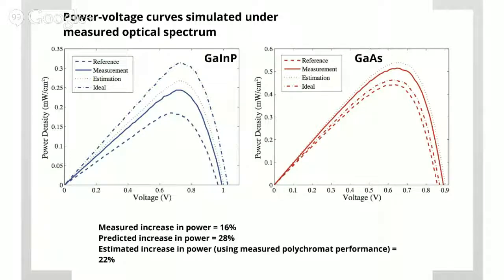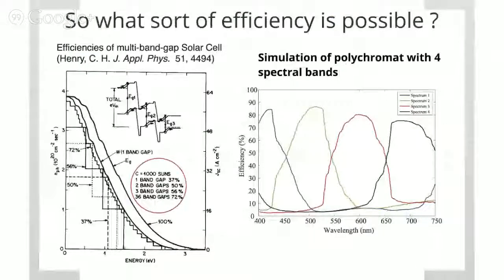That's ongoing research. So the next question, in the last few minutes, I want to talk about the vision. What can we do with this kind of approach? Can we go to very, very high efficiency? There was an important paper by Henry in the early 80s, which talked about efficiencies of multi-band gap solar cells. It plotted, as a function of the solar energy spectrum, the number of photons absorbed by the solar cell, and he has a very nice model.